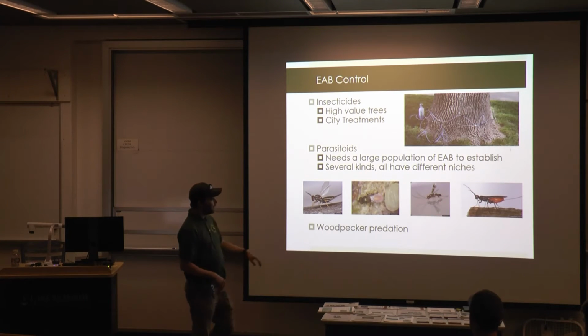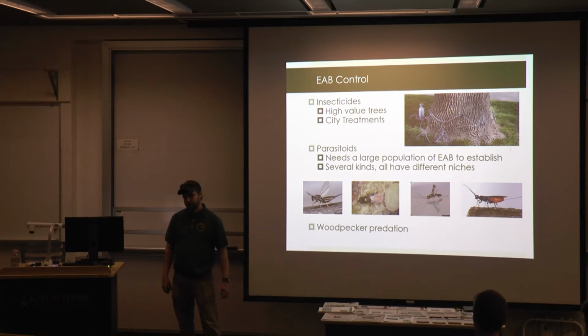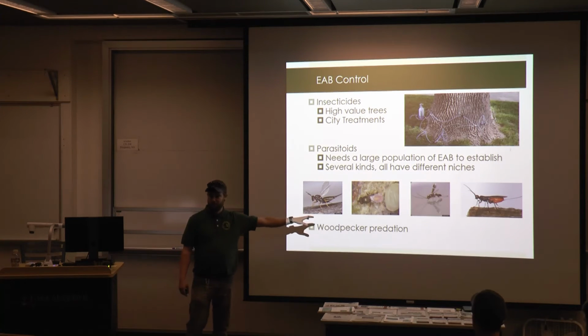Then you have Oobius, which is an egg parasite, and all these have to be timed right with the EAB life cycle. So if there's no eggs out, there's no reason to release Oobius.